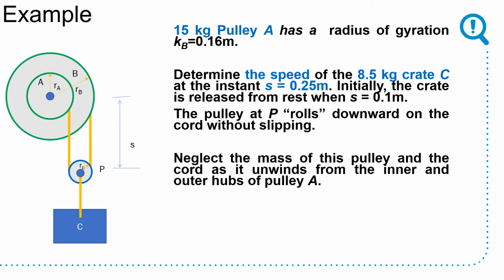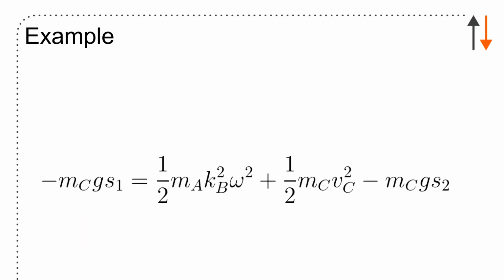s is defined there. Initially, the crate is released from rest when s equals 0.1 meter. The pulley at P rolls downward on the cord without slipping. Neglect the mass of the pulley and the cord as it unwinds from the inner and outer hubs of pulley A. So I gave you the answer. I have, first of all, on the left-hand side, it's all gravitational potential.